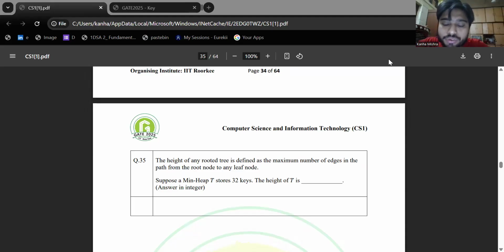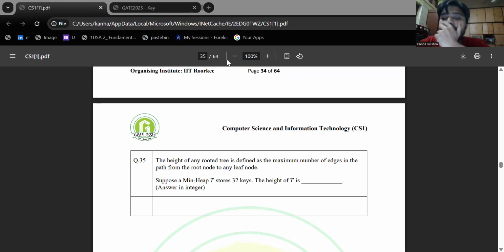Hello everyone, let's solve question 35 of GATE paper CS1 2025. The height of any rooted tree is defined as the maximum number of edges in the path from root to any leaf node. Suppose on a min heap tree T, it stores 32 keys, the height of the tree T is. So in order to understand, we need to understand how to calculate the height of a heap.